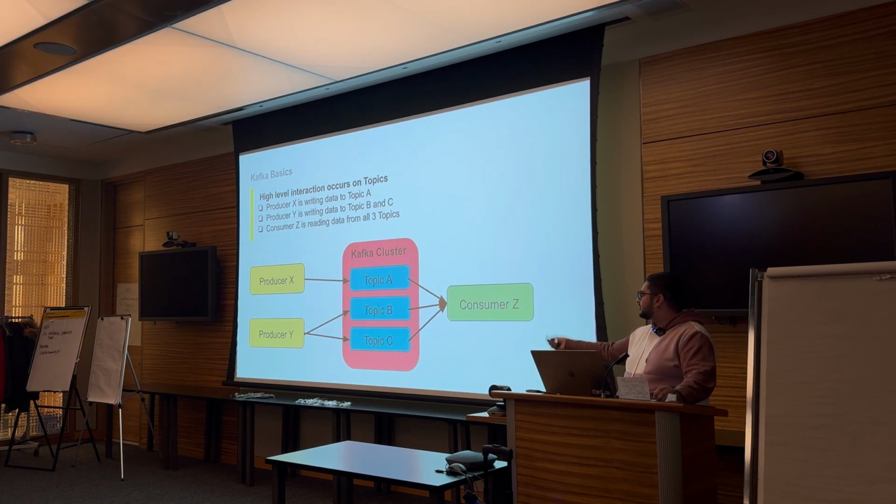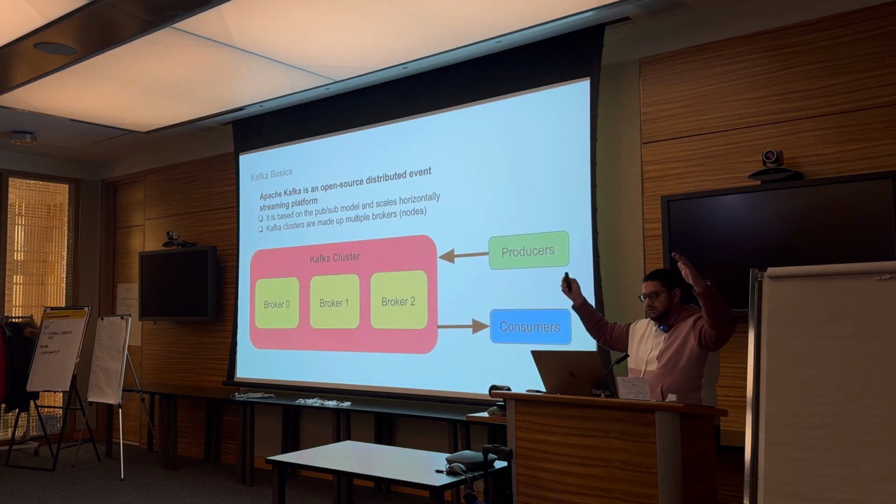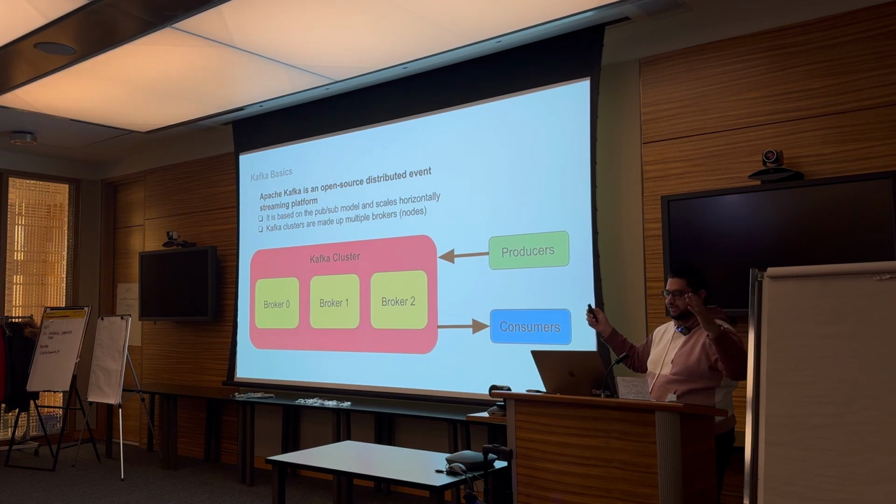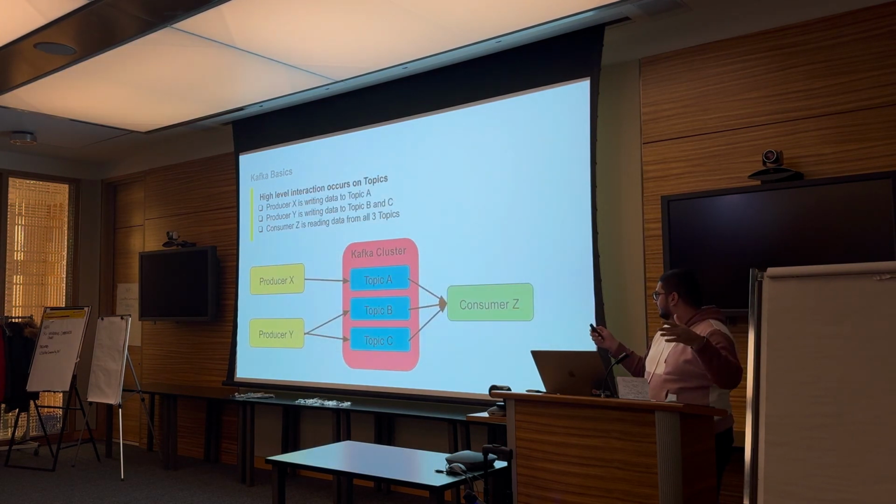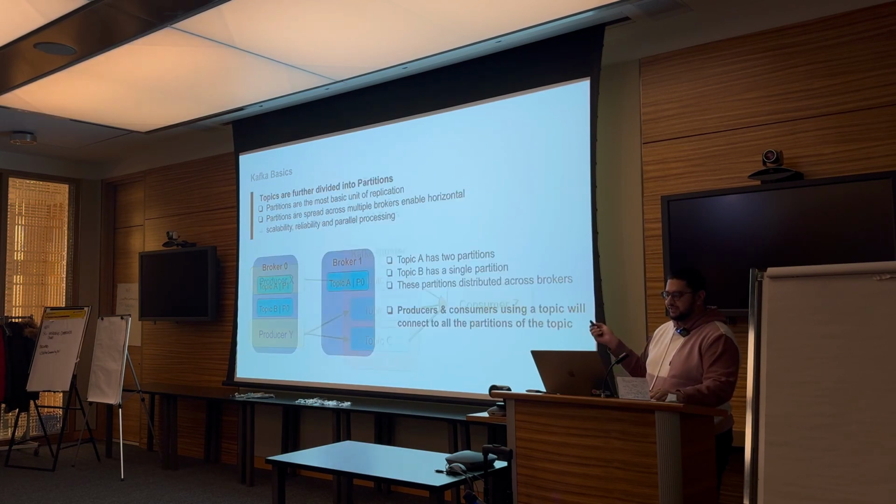And you can have a lot of customizability. Producer X, for example, writes messages only to topic A. Producer Y writes to both of them. And consumer Z reads from all of them. It's incredibly flexible. So I'll go back once. We have a Kafka cluster, and people write to it and read from it. And what they read and write to is a topic. It's going to get a little more complicated next slide, but trust me, we'll get through it together.